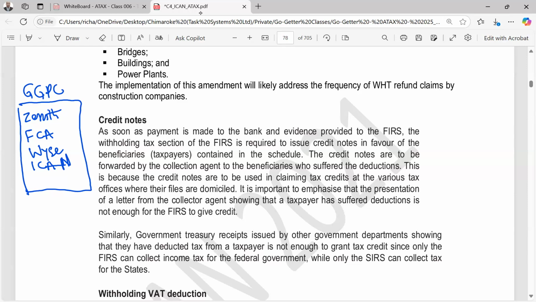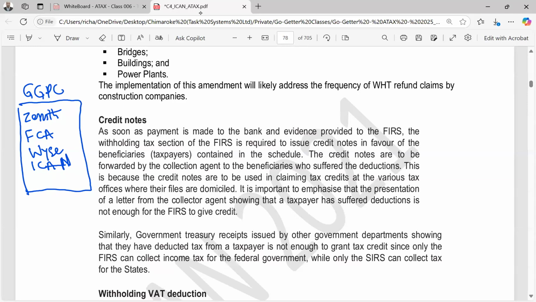So sometimes the GGPC may deduct and may not remit. And when GGPC has not remitted, what happens? It means that FIRS will not issue credit notes. So because I gave you a letter showing that I have deducted, the fact that FIRS has not issued credit notes in your favor, you cannot apply it. Especially in this digital world where everything is being automated. Normally, everything is online. The credit note is given online and you can apply it on your portal.